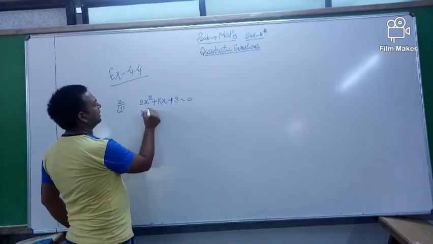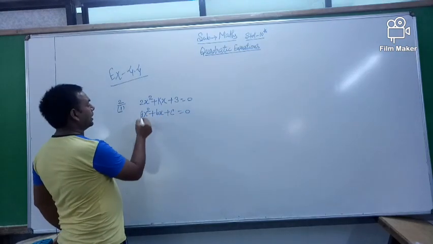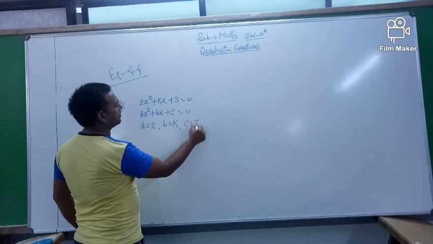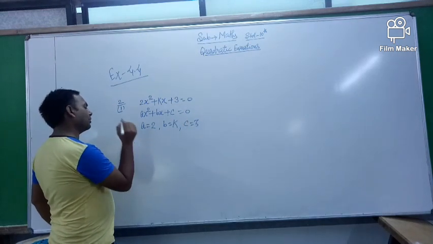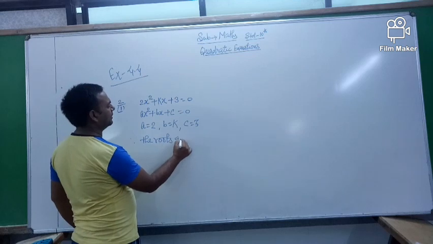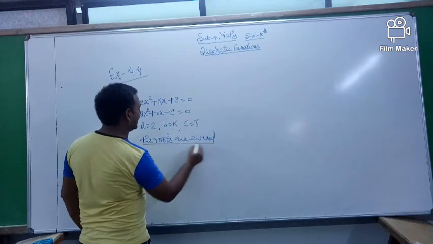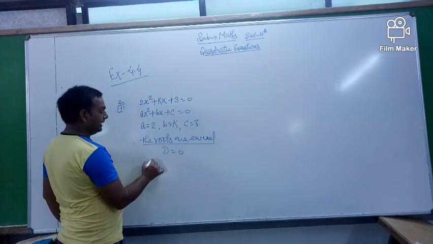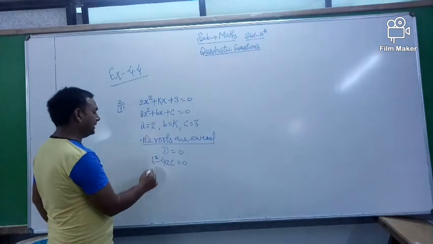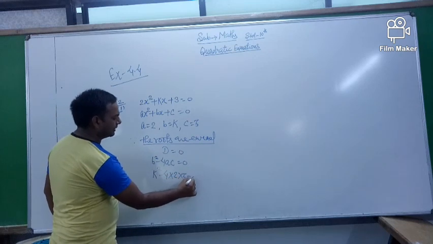First, you write down the standard form of the quadratic equation, ax square plus bx plus c is equal to 0. You compare: a is equal to 2, b is equal to constant k, and c is equal to 3. After that, since in the question the roots are equal, in that situation you can say D is equal to 0. It means b square minus 4ac is equal to 0. The value of b is k, so k square minus 4 times a is 2 and c is 3 is equal to 0.